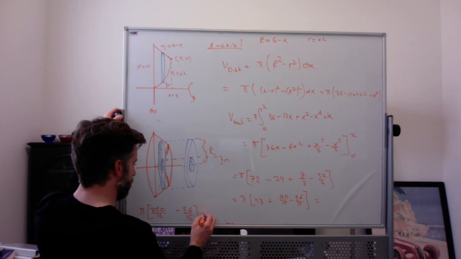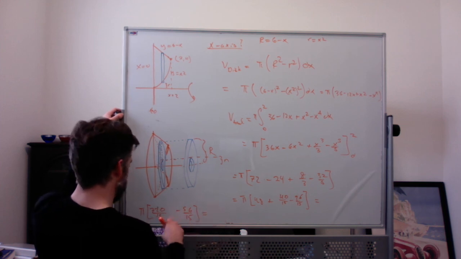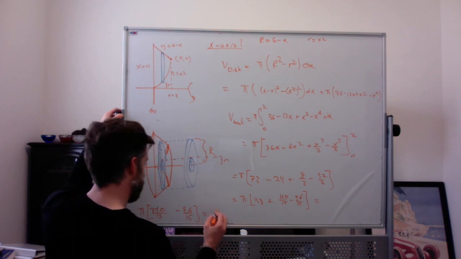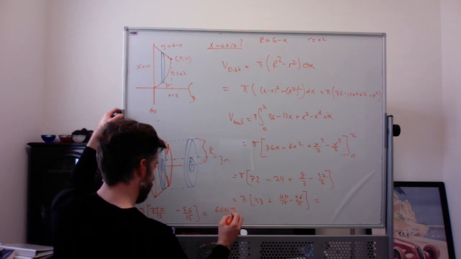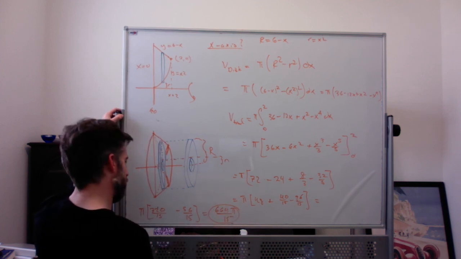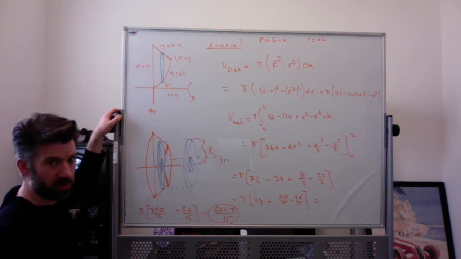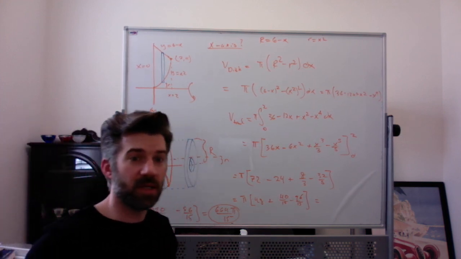So 720 minus 56 is equal to something. It's equal to 664. Actually, yeah, 56. Yeah. So there's our answer for the volume of this bizarre shape. Hopefully that helps clarify some of these problems for you guys.